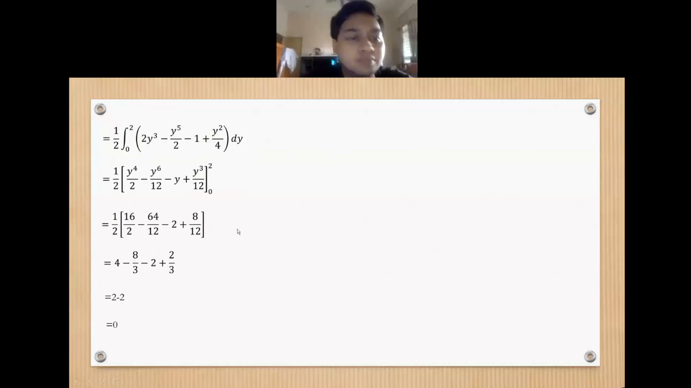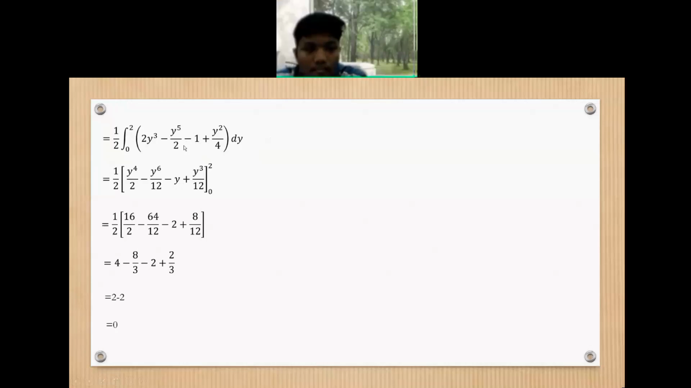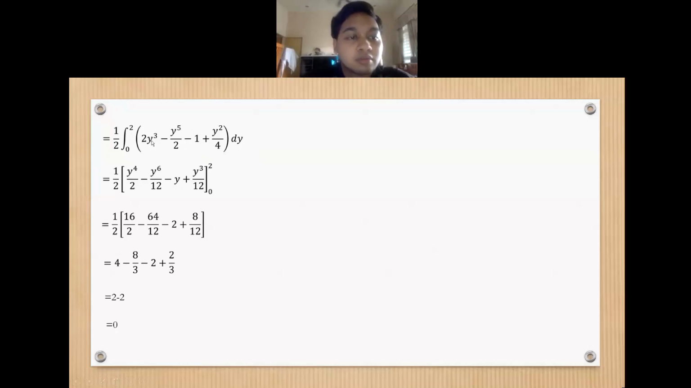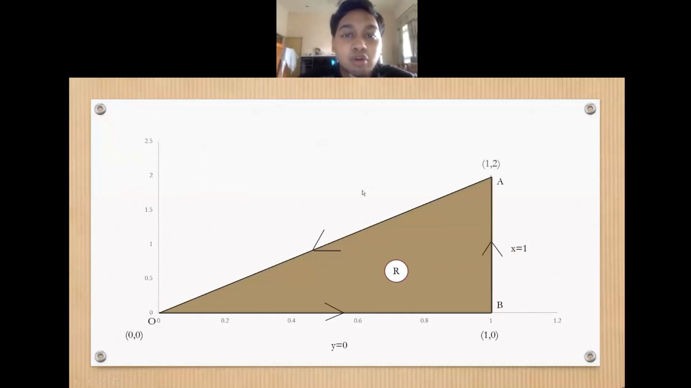Next. So I take the 1/2 out of the integral, and I integrate the equation. So we get over here with the lower limit 0 and upper limit 2. So we substitute the value and we get 2 minus 2 equals 0. That's all from me. Now my friend will continue with his question.